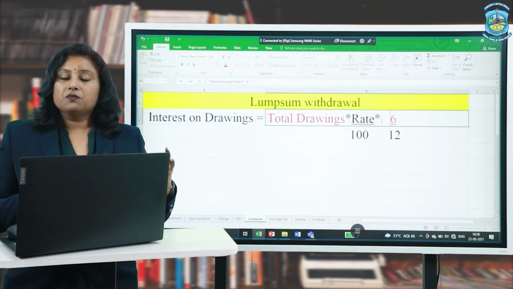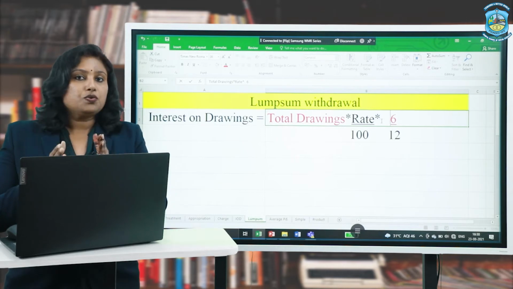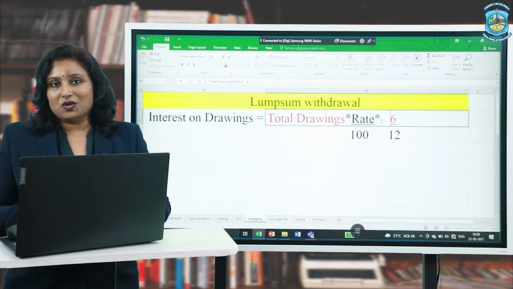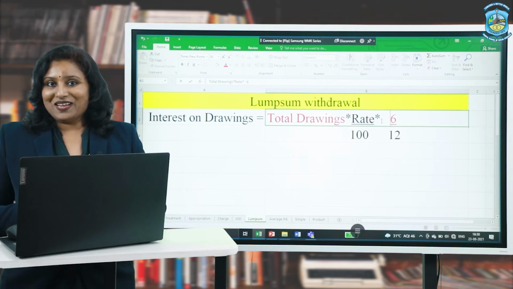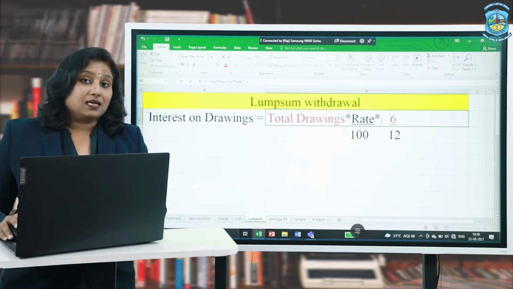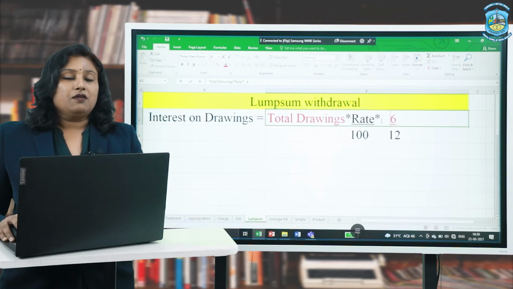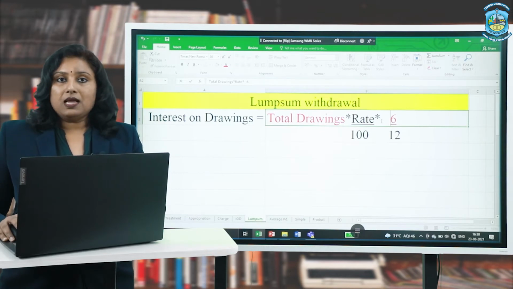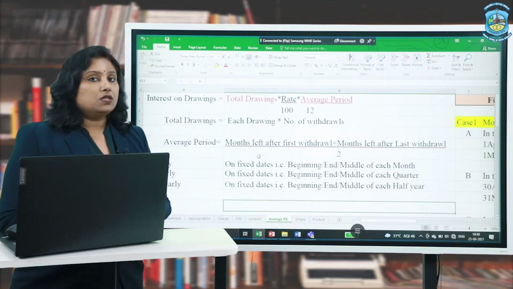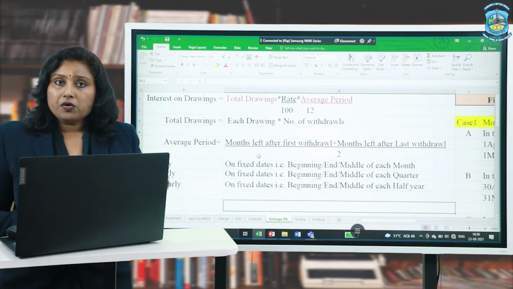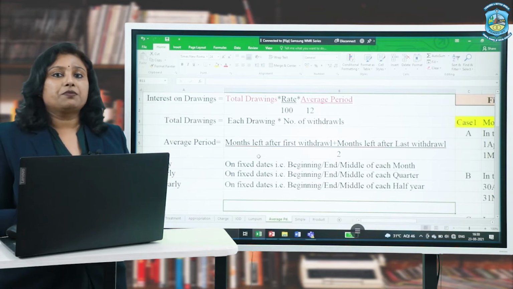So total drawings that is given to you in the question into rate upon 100 into 6 by 12. So simple method it is, right? We move to the next method, and that is the average period method, done when a definite amount is withdrawn at regular intervals. As you can see here, in this method also the formula remains the same. Of course, it is interest, so the formula is going to remain the same.